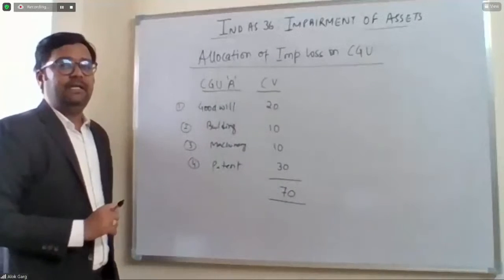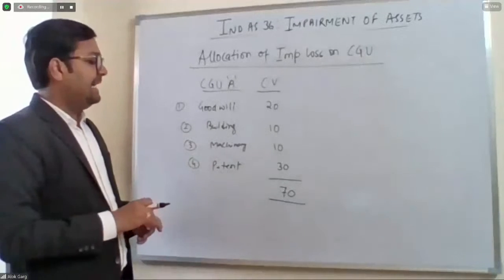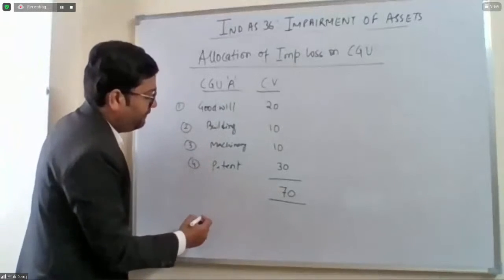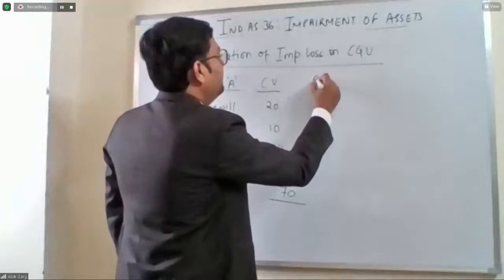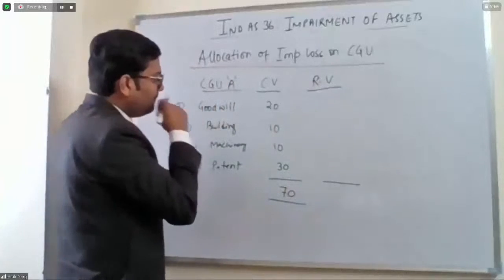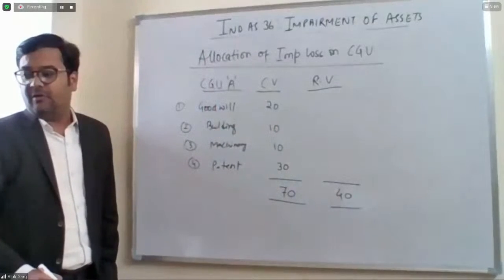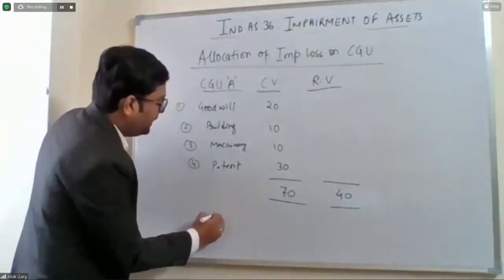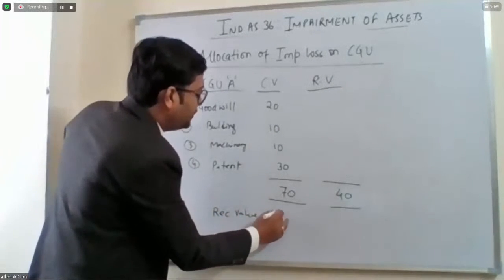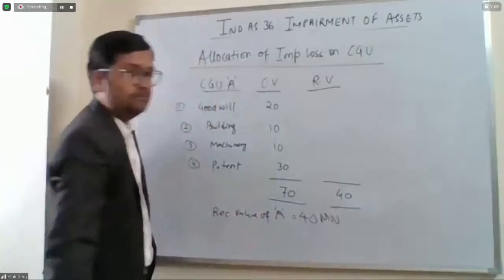Now the company is assessing the impairment on this particular CGU A, and the recoverable value, RV, is, for example, 40 million. The recoverable value is 40 million. In this question, recoverable value of CGU A is equal to 40 million.